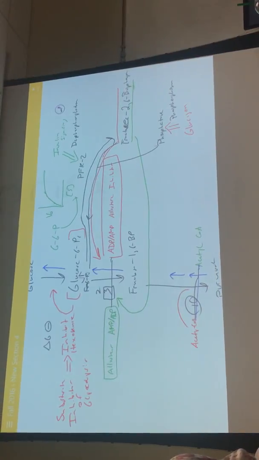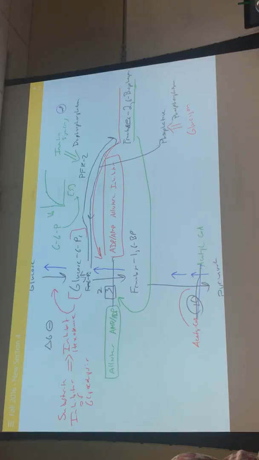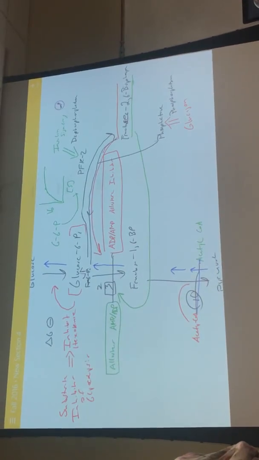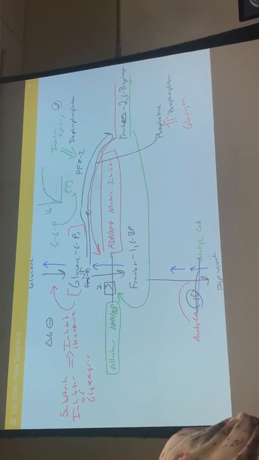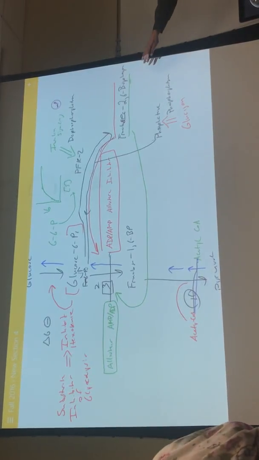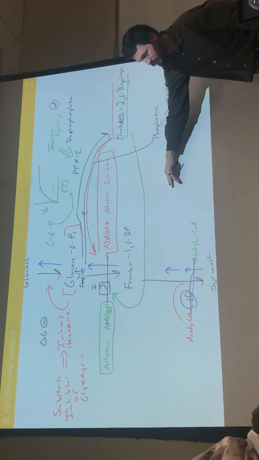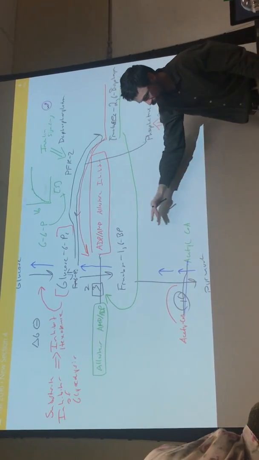Sorry about the flow. Here's fructose 2,6-bisphosphate. That one always gets me. Okay. Does that make sense now? We clarified that. Okay. So what we've seen here are reciprocal regulation at every step.